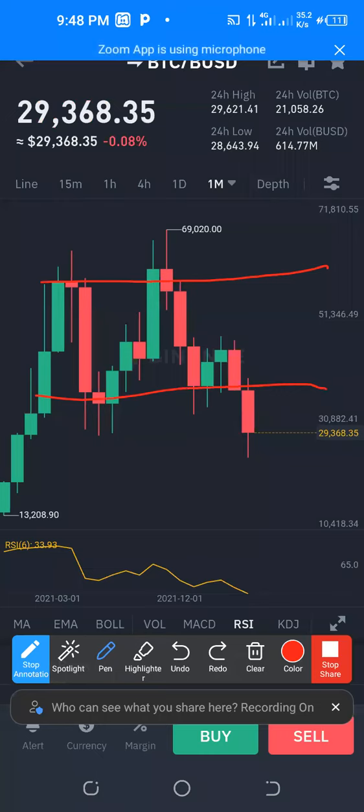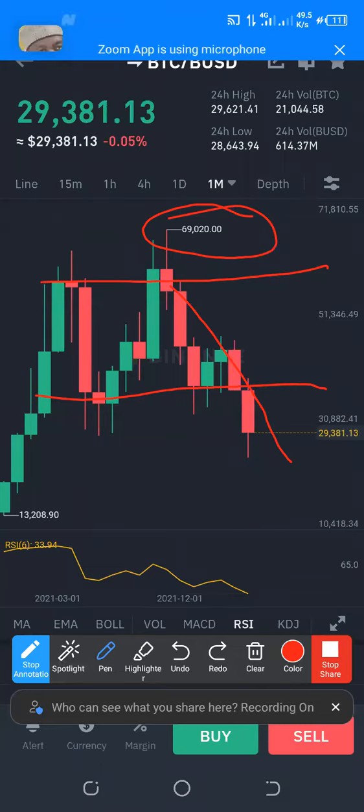Now, if you want to analyze Bitcoin on a monthly time frame, for some months back now, Bitcoin has been on what? Downward trend. Look at it. Downward trend. And when you look at it, this 69,020 all-time high of Bitcoin, it happened since November. So we can say since November, we have been having what?